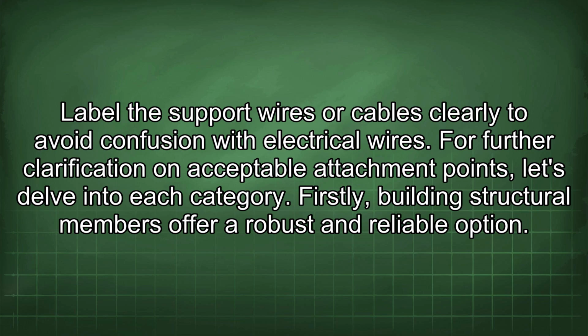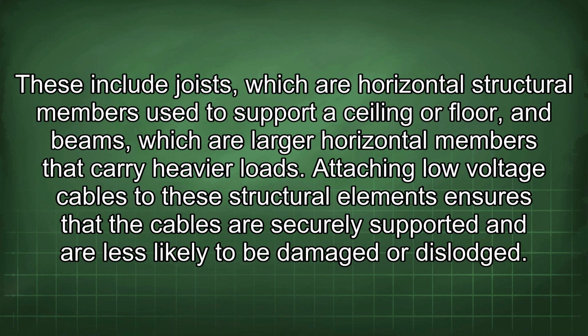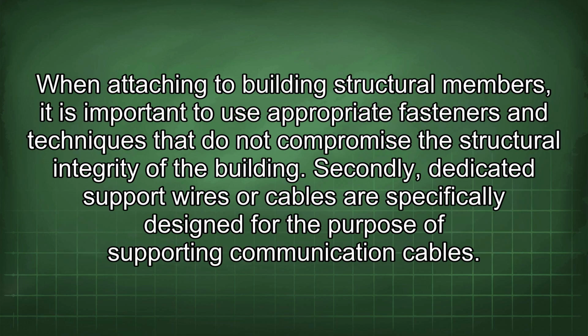Firstly, building structural members offer a robust and reliable option. These include joists, which are horizontal structural members used to support a ceiling or floor, and beams, which are larger horizontal members that carry heavier loads. Attaching low-voltage cables to these structural elements ensures that the cables are securely supported and are less likely to be damaged or dislodged. When attaching to building structural members, it is important to use appropriate fasteners and techniques that do not compromise the structural integrity of the building.